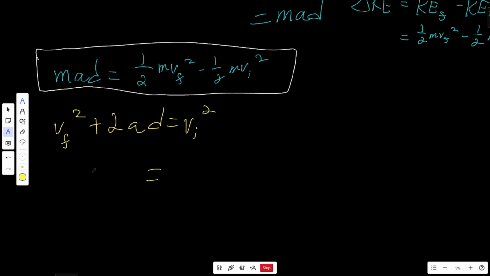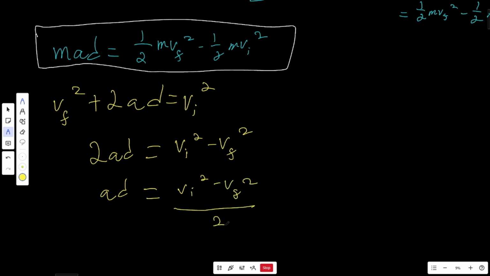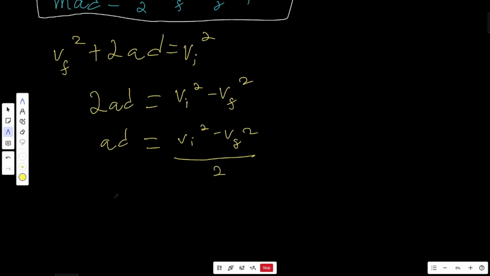We want to isolate 2AD, so we're going to subtract Vf squared from both sides. That will give us Vi squared minus Vf squared. Now, after this, we want to get AD alone, so we're going to divide both sides by 2. So Vi squared minus Vf squared divided by 2. Since they share the same denominator, we can split the fraction. AD is equal to Vi squared over 2 minus Vf squared over 2.